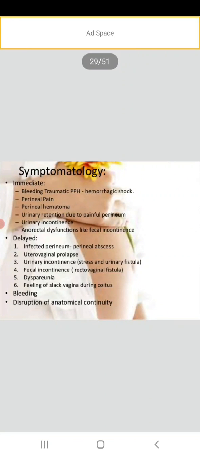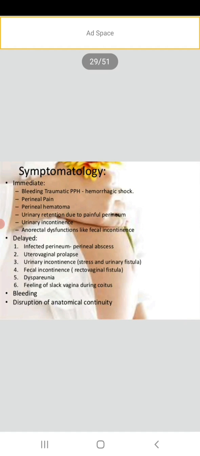Then symptomatology: immediate bleeding, traumatic PPH, hemorrhagic shock, perineal pain, perineal hematoma, urinary retention due to painful perineum, urinary incontinence, and anorectal dysfunctions like fecal incontinence. You can see with these symptoms, that is the severe PPH: if any perineal tear occurs, there will be a severe PPH. Then pain will be there. There will be hematoma. Due to this bleeding, the blood may clot inside the vagina.